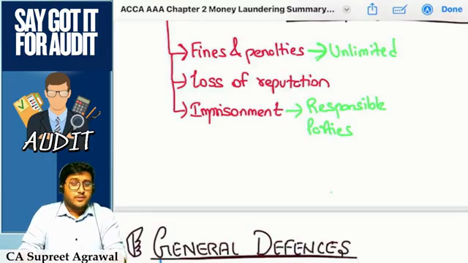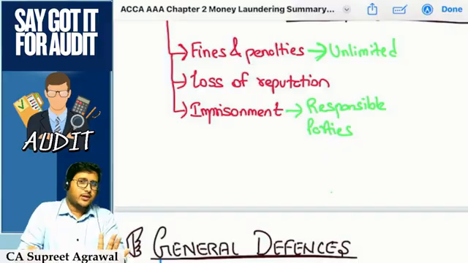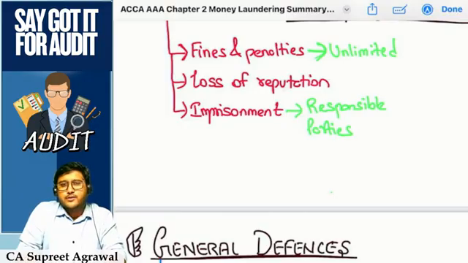See, we are studying for triple A, so now I expect that you might be knowing about certain things, right? You might guess some answers, so yes, give me your guesses. What could be covered under general defenses? What could be certain general defenses?